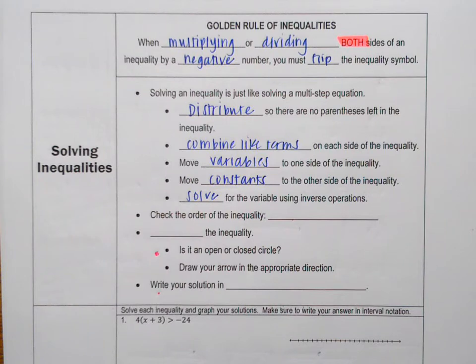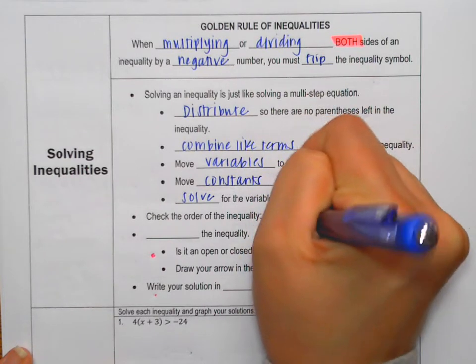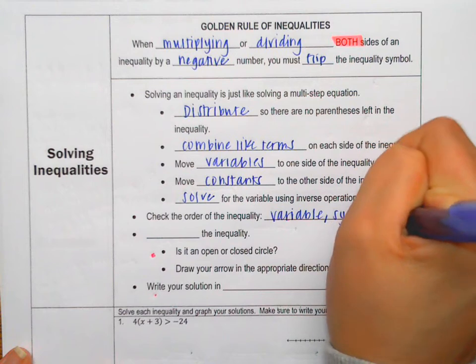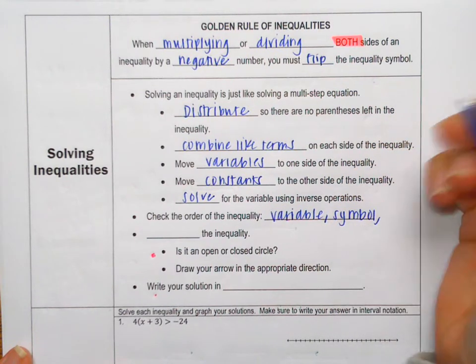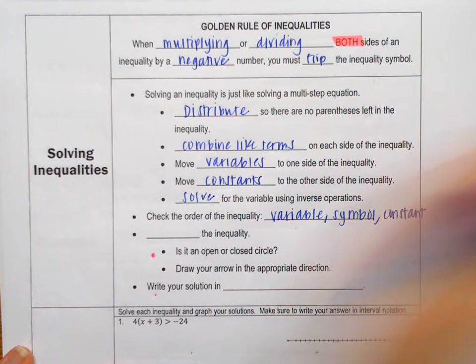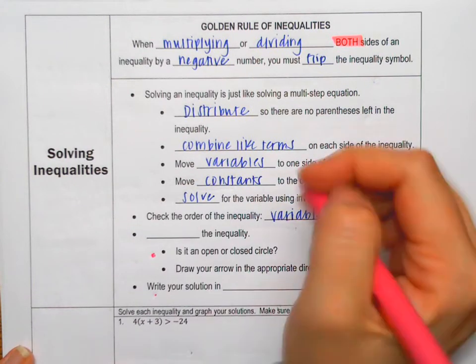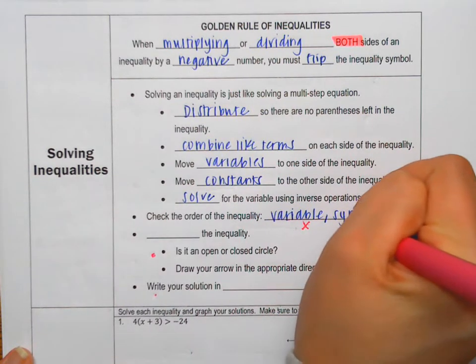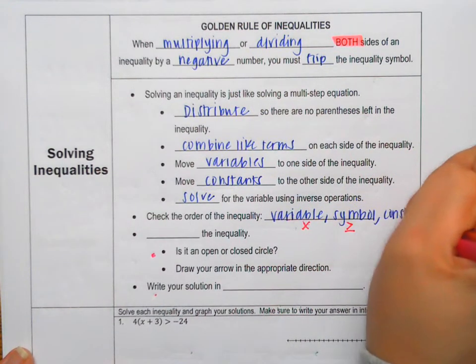So then we want to check the order of the inequality. The order of the inequality, before you write it in interval notation and before you graph it, should be the variable, then the inequality symbol, and then the constant, or the number by itself. So for example, you always want the x to come first, then the symbol greater than or equal to, and then the number 3.